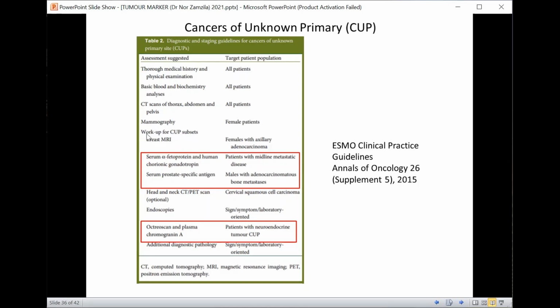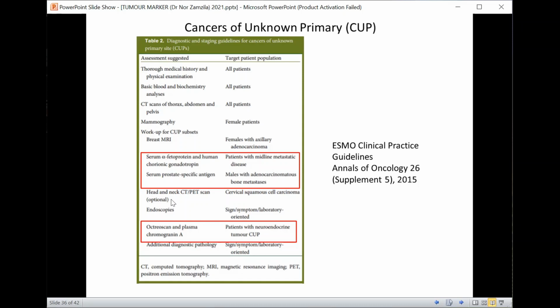So the workup of this CUP would include, after mammogram, breast MRI. Then only they would suggest the alpha fetoprotein and HCG, only in those with midline metastatic disease, and PSA in males with adenocarcinomatous bone metastasis. So this is what is suggested. So it is only limited use of serum tumor marker in cancers of unknown primary.